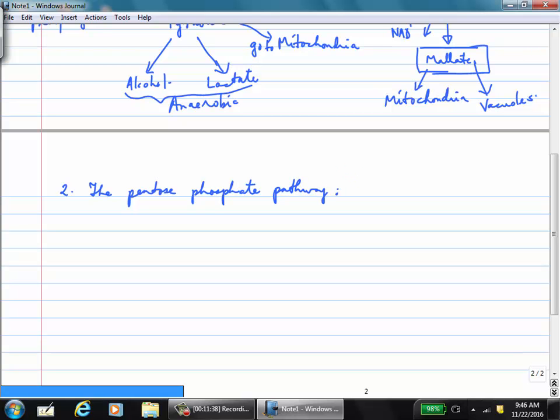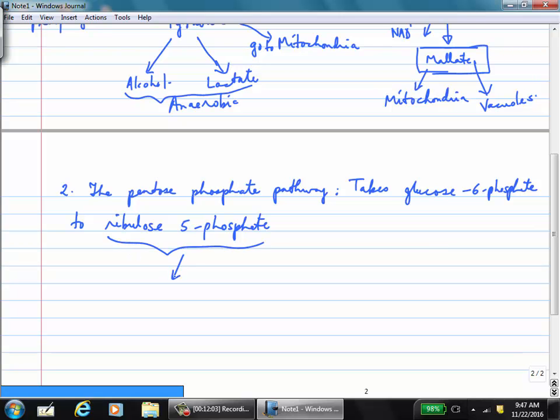And this pathway takes glucose 6-phosphate to ribulose 5-phosphate, right? Remember, ribulose is a 5-carbon sugar. Glucose is a 6-carbon sugar. So this ribulose 5-phosphate, in most organisms, is the molecule that gives rise to ribose, deoxyribose, and so on.